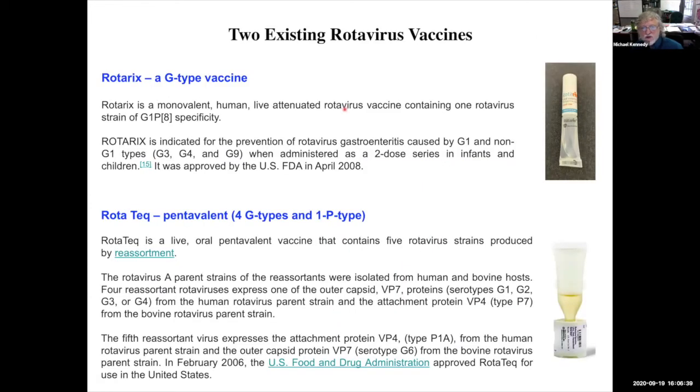So I referred to 2 existing vaccines. So the first one that I'm going to talk about is the G-type vaccine. And this vaccine is based solely on the antibody response to exposure to the G-type antigen. Now, the other existing vaccine is Rotatech, and it's pentavalent, meaning that it has 4 G-type antigens and just 1 P-type antigen. So I'm going to refer to these as we go along.